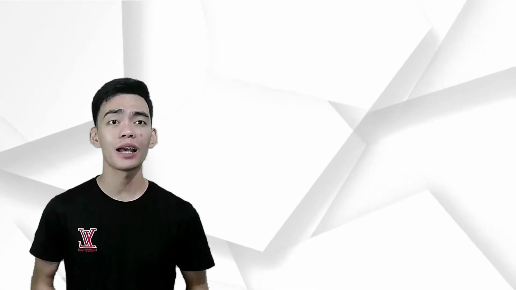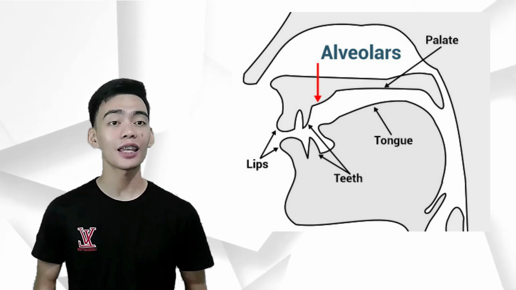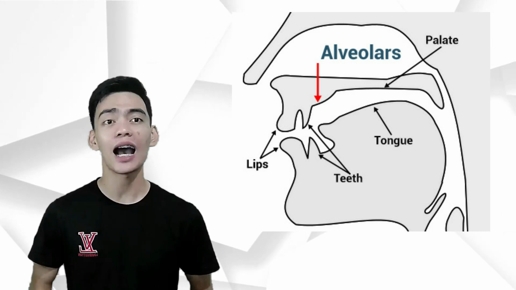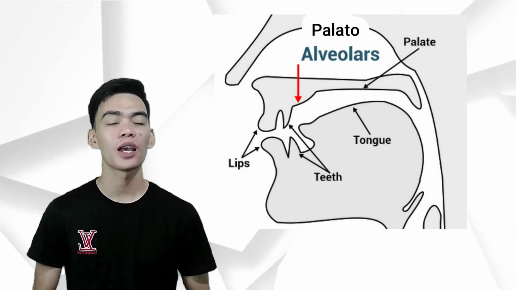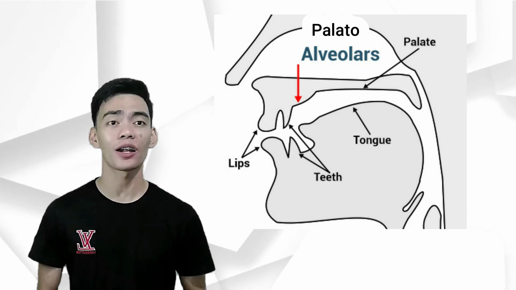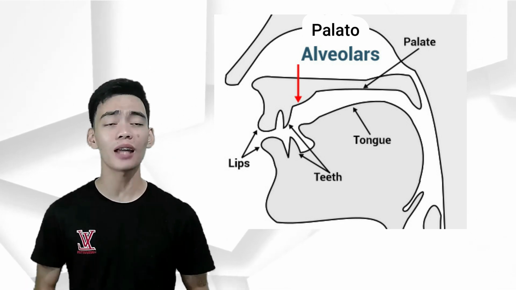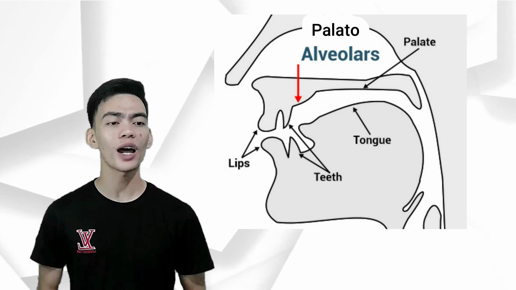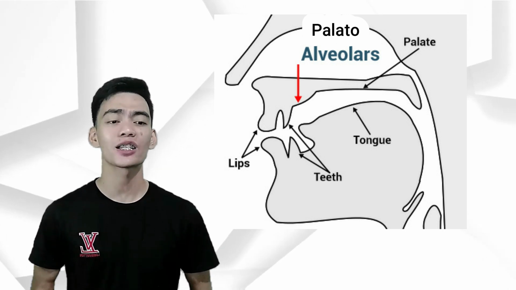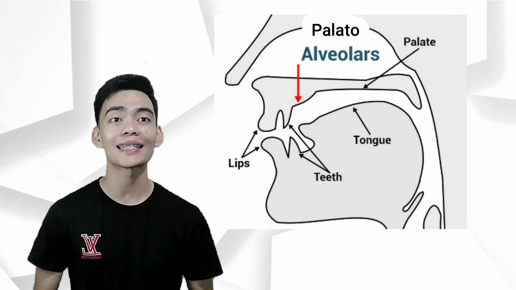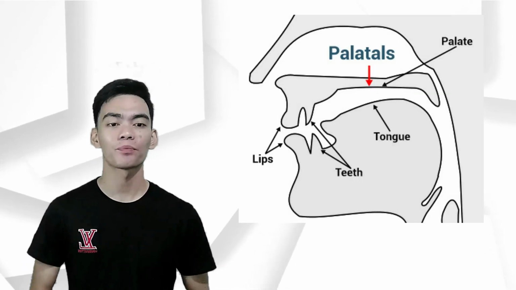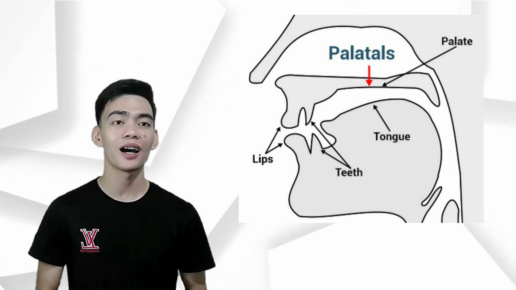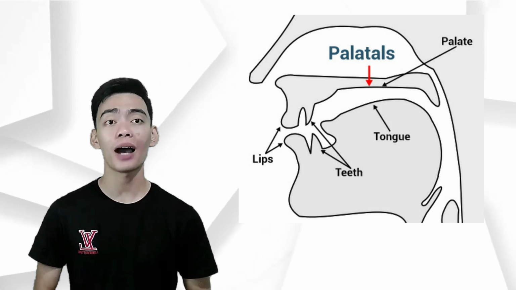Number 4, we have alveolar: the tongue tip or blade, and sometimes the sides of the tongue, against the alveolar ridge. Next, we have palatoalveolar, wherein the tip or blade of the tongue makes contact with the alveolar ridge, while the front of the tongue is raised towards the hard palate. Next, we have palatal, wherein the front or the sides of the tongue are against the hard palate.